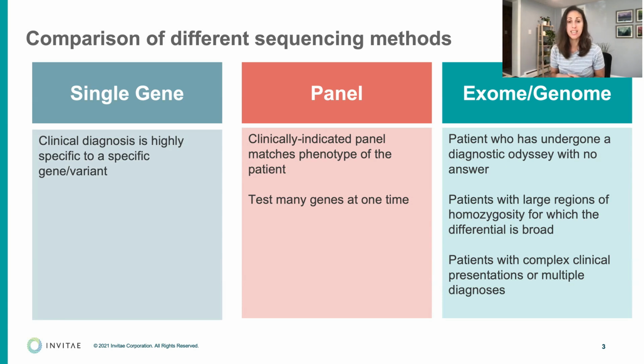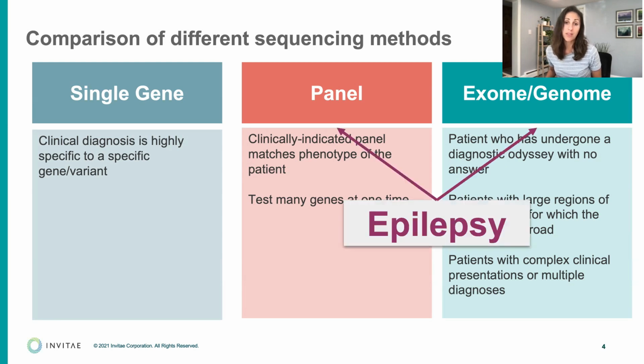More commonly, we're seeing an exome or genome. This is often when a patient has already undergone a diagnostic odyssey and still has no answer. This is great when an individual has large regions of homozygosity, possibly more than one thing contributing to the phenotype. And then again, for someone who has a very complex phenotype, where there may be more than one thing going on or even something somewhat novel, and we've already ruled out everything, that's where exomes and genomes are really great.